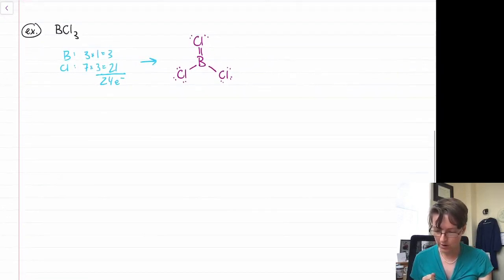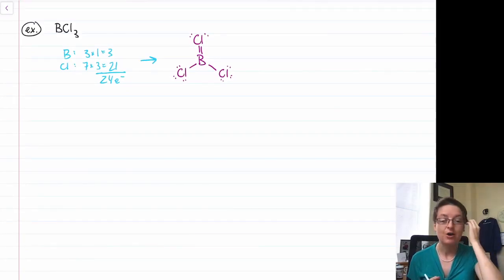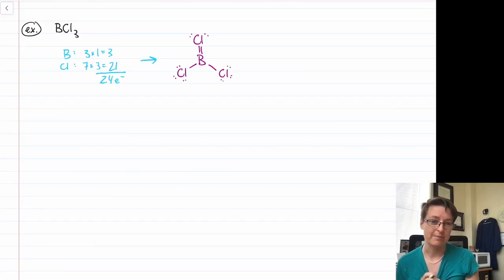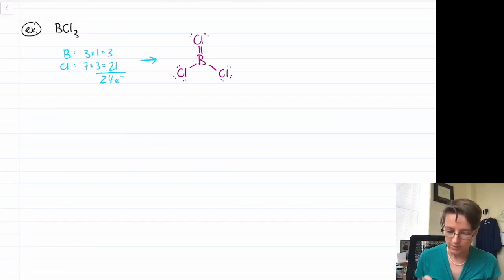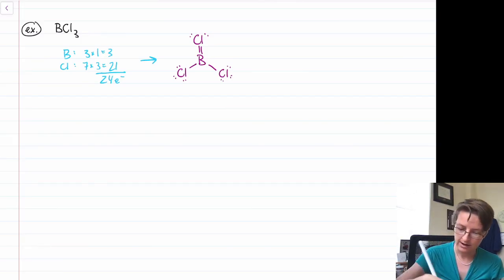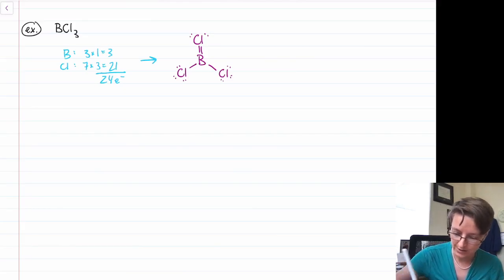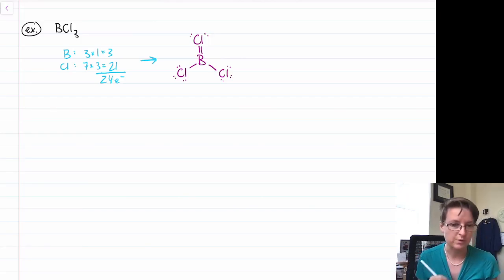Let's go ahead and do one more example so that we can see a related tip in practice. So now we're going to tackle the compound boron trichloride, for which, again, I've taken the liberty of calculating the total number of valence electrons and drawing a version of the Lewis structure where I've prioritized obeying the octet rule on all the atoms. Let's go ahead and calculate our formal charges one more time.